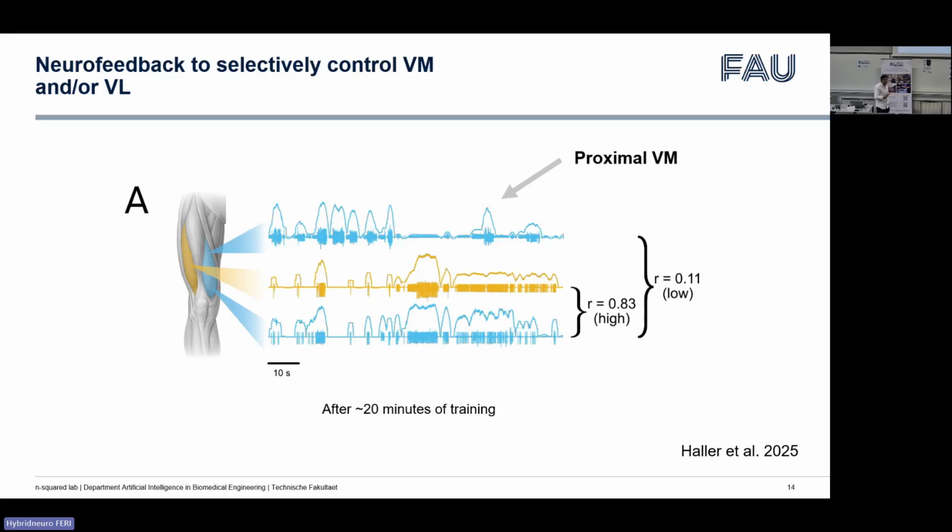What we found across all subjects was that the proximal VM was the only part that, after a few minutes of training, could be independently controlled from the vastus lateralis and the distal vastus medialis. This was in 9 subjects, all of them. You can see this is the distal vastus medialis, and this is the vastus lateralis. These are the motor units, and you can see that there is a very strong correlation. However, the proximal VM can be independently controlled.